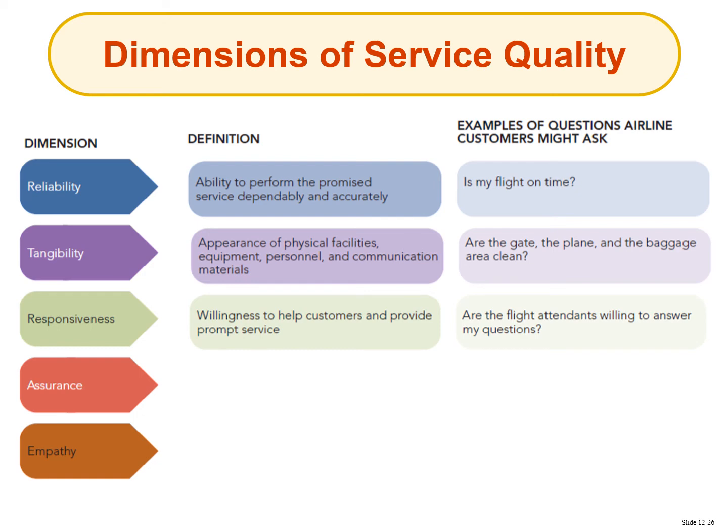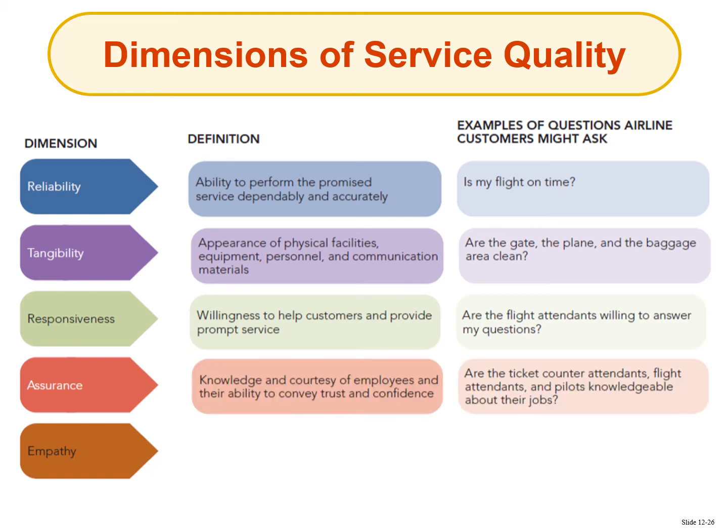The third one is responsiveness, willingness to help customers and provide prompt service. Whether they are responsive or not. You've asked a question, are they ready to answer your question or not? That's responsiveness. Are the flight attendants willing to answer my questions? The fourth one is assurance, that is knowledge and courtesy of employees and their ability to convey trust and confidence.